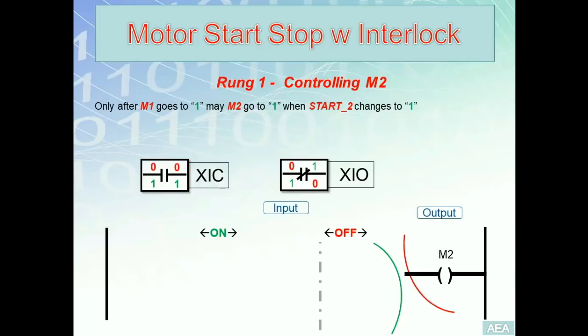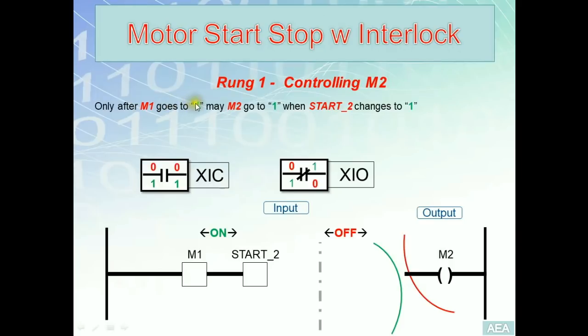And the rule says if you have two or more inputs with an AND relationship to energize an output, then these instructions referring to these inputs will be in series with each other. So we need to go ahead and insert two instructions in series with each other referring to M1 and start 2. Right now we come to the question XIC or XIO.